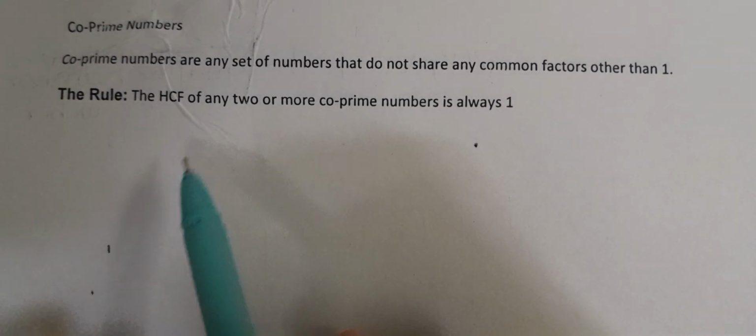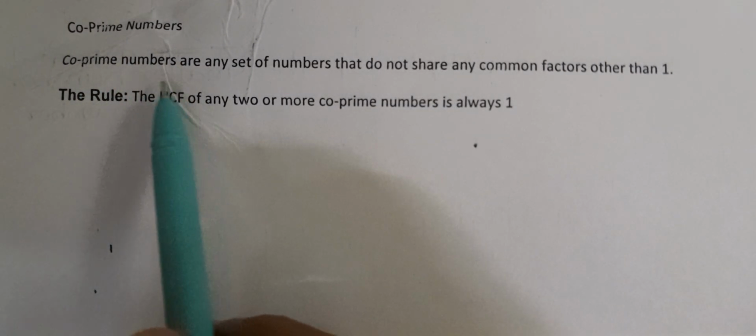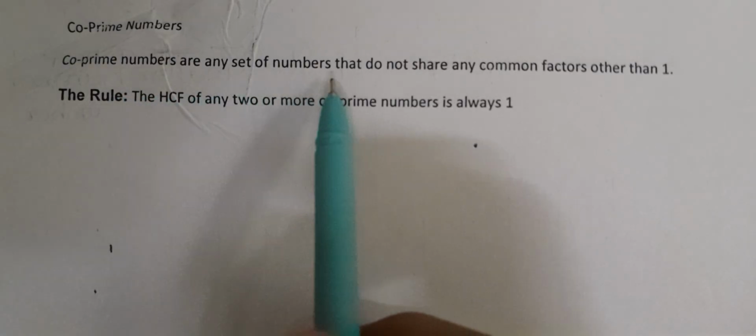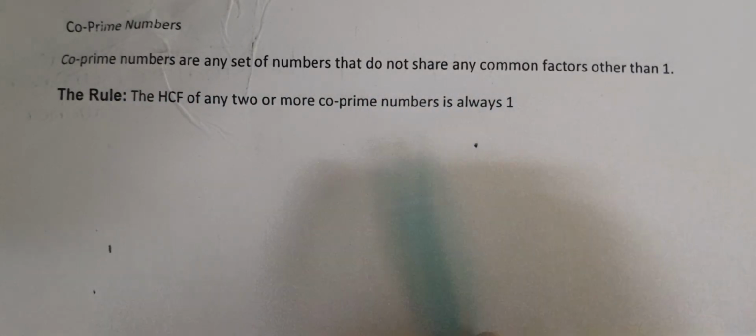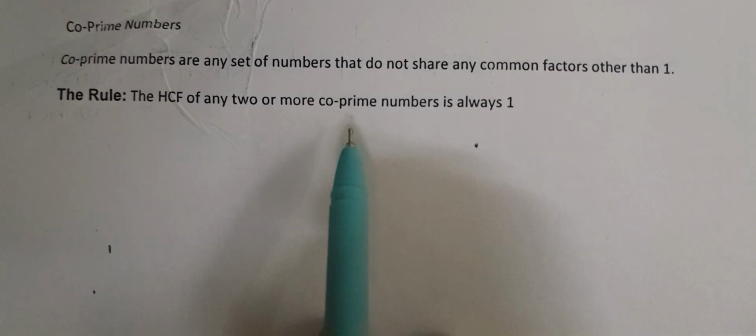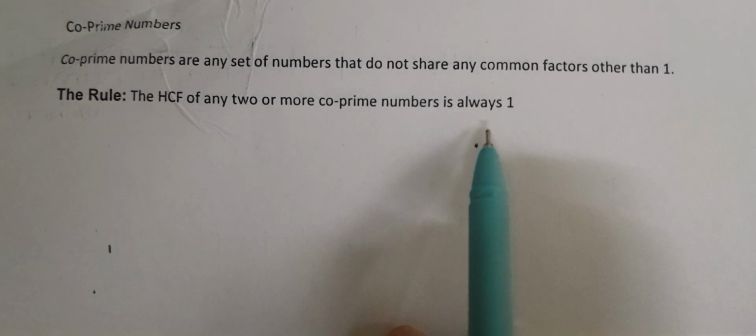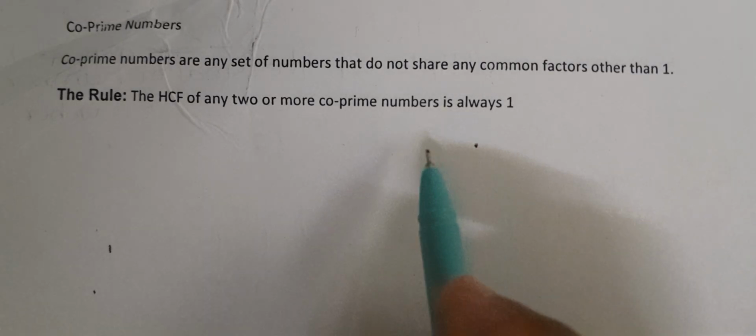Good morning. I will discuss this example, co-prime numbers. Co-prime numbers are any set of numbers that do not share any common factor other than 1. So the rule: the HCF of any two or more co-prime numbers is always 1. For example, find the HCF of 8 and 15.